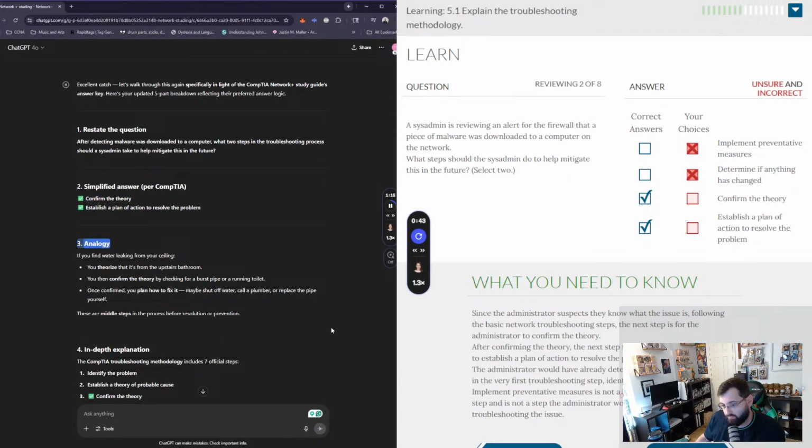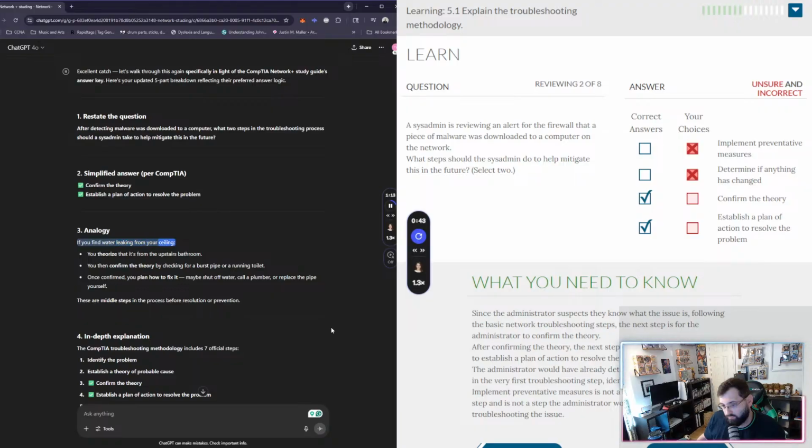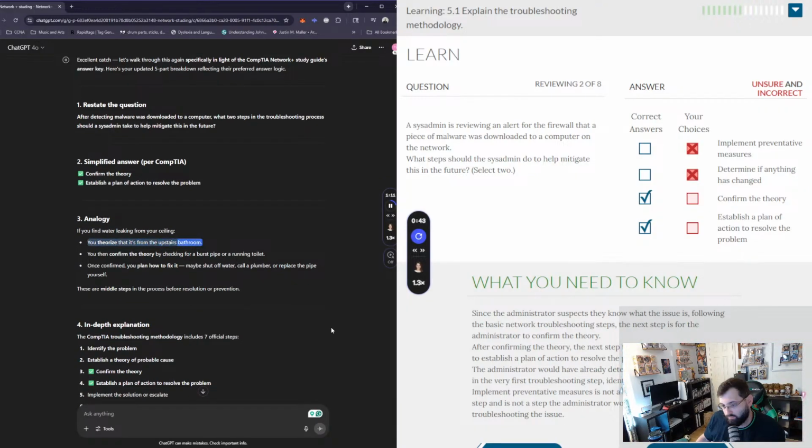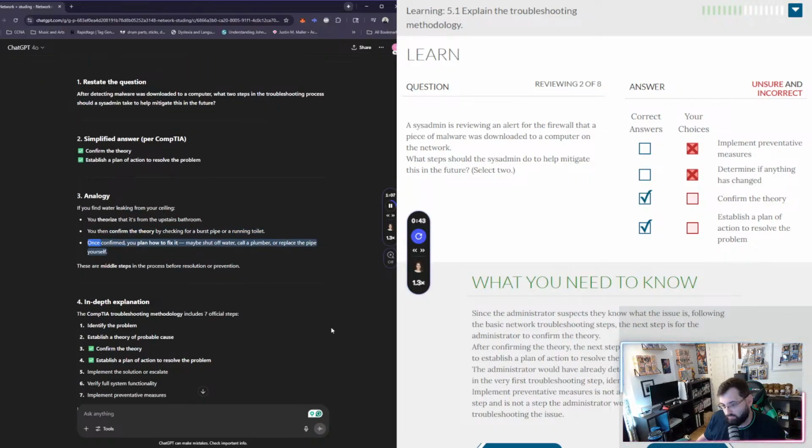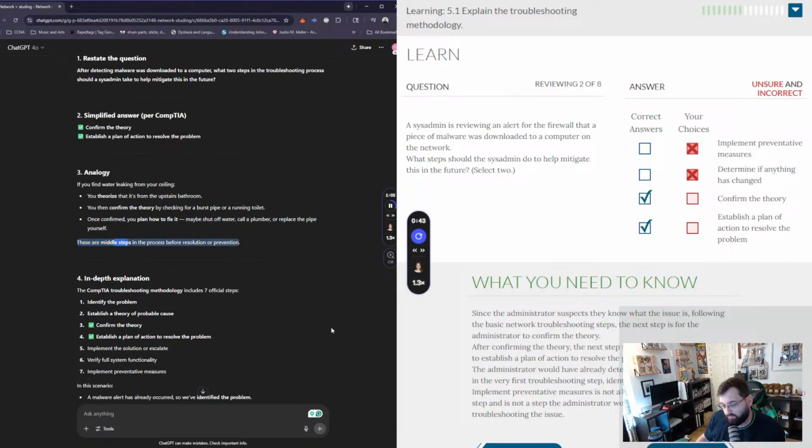3. Analogy. If you find water leaking from your ceiling, you theorize that it's from the upstairs bathroom. You then confirm the theory by checking for a burst pipe or a running toilet. Once confirmed, you plan how to fix it. Maybe shut off water, call a plumber, or replace the pipe yourself. These are middle steps in the process before resolution or prevention.